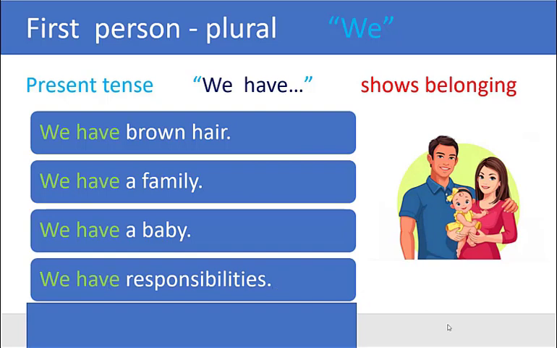So all these things show belonging. We have brown hair, we have a family, we have a baby, we have responsibilities.